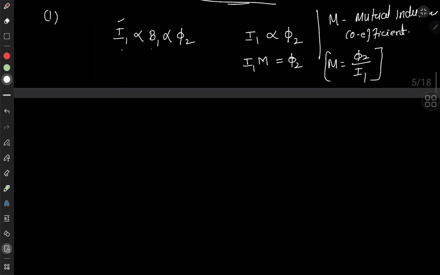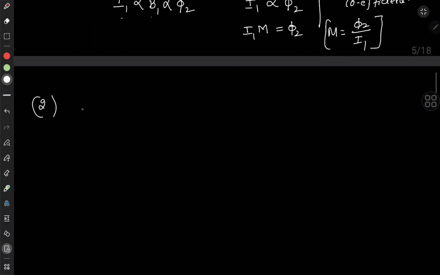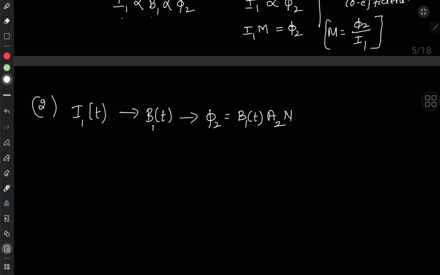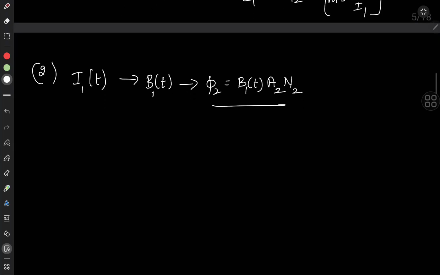Now for the second case, I am going to apply a time varying current here. Definitely a time varying current will produce a time varying magnetic field. I1 is the current flowing in the primary coil, or first coil, and the magnetic field produced by the first coil is a function of time. The flux linked with the second coil is given by the magnetic field, a function of time, produced by the first coil, into the area of the second coil, and then the number of turns in the second coil, not the first coil.